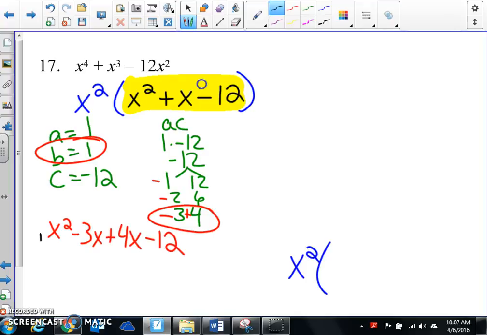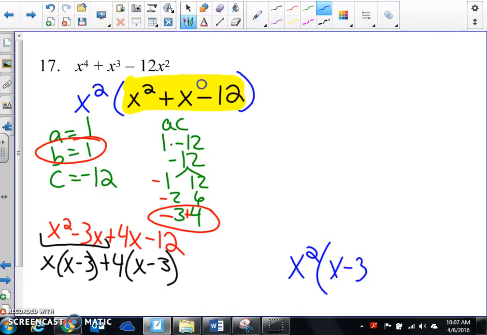And now I factor by grouping. So I take out an x, leaving me with x minus 3. I take out a positive 4, leaving me with x minus 3. Therefore, my x minus 3's are identical, so I rewrite it, and whatever's left over, which is x plus 4. And that is completely factored.